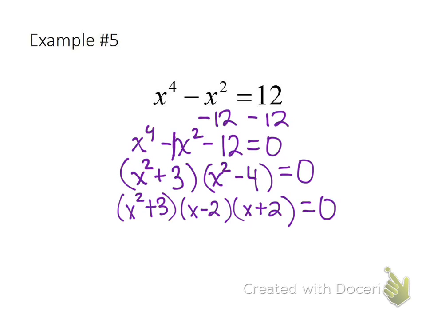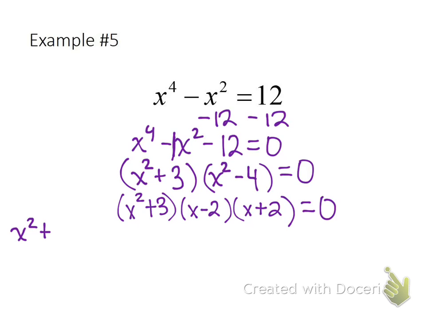So when it says factor completely, it means factor as much as you possibly can. We cannot factor x squared plus 3 anymore. That's as much as that one will factor. Now that we're factored completely, our next step is to set it equal to 0. Good. Set each parentheses equal to 0.